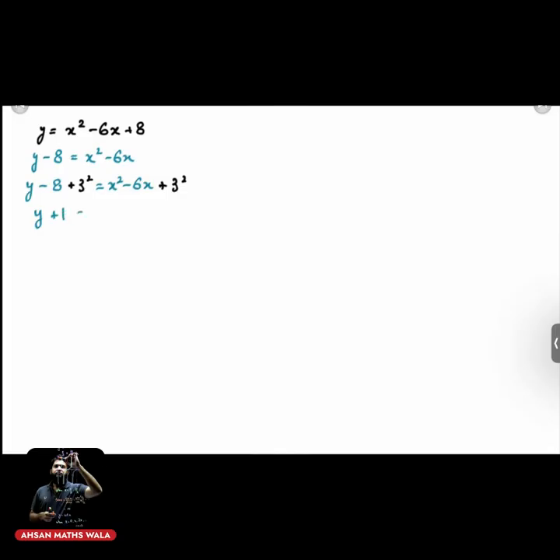This becomes y + 1. This becomes x - 3 also. This becomes x minus 3 whole square plus 1. All of you are clear till now? Yes, class. So the h value is 3 and the k value is 1. So it means the minimum point, or the vertex point, is (3, 1).